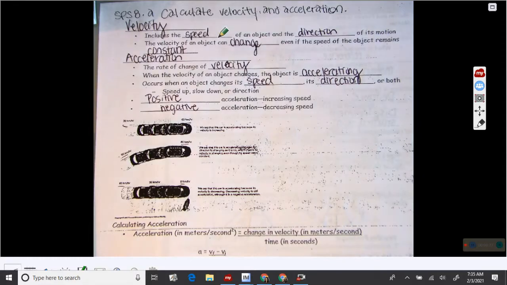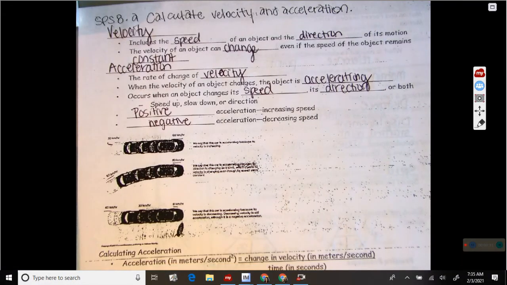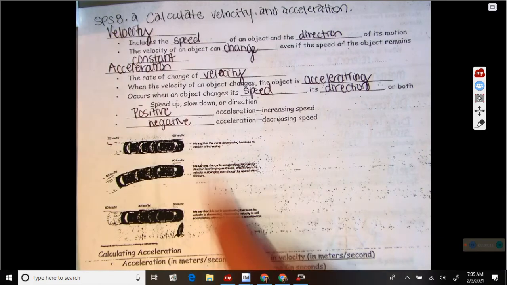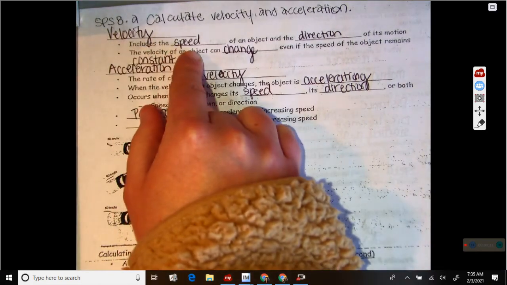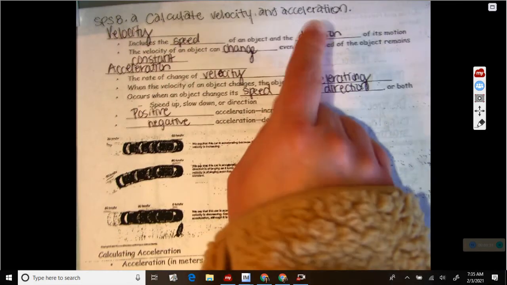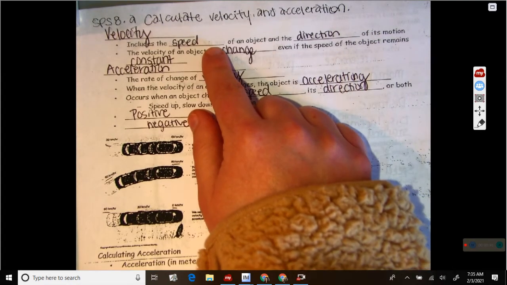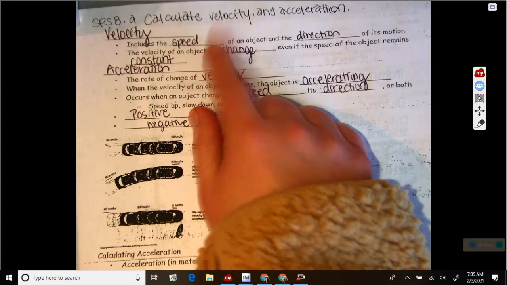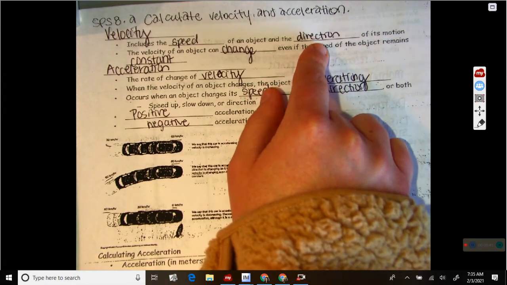So you should turn to page 4 and fill in the blanks. You may need to pause it because I may go quicker than you need, but you can pause it and fill in the blanks. So velocity includes the speed of an object and its direction. Our speed yesterday was distance over time, so 55 miles an hour. When we put in the direction like south, north, east, or west, we have our velocity.